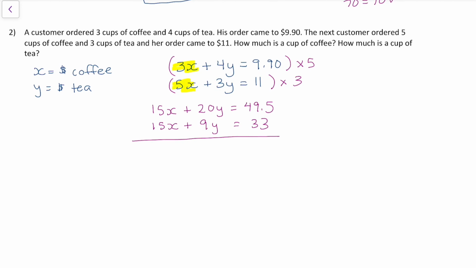And because my 15s are both positive, I'm going to subtract my equations in order to get rid of my x's. So 15x minus 15x is 0x. 20 minus 9 is going to be plus 11y. And 49.5 take away 33 gets me 16.5 or 16 and a half if you want to work with fractions.